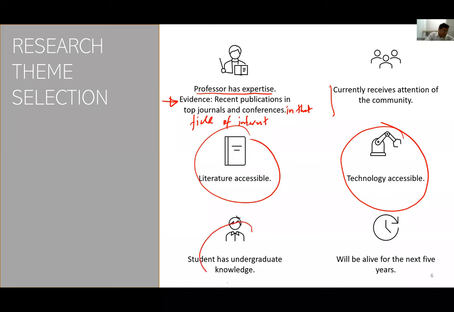Also, you must have the undergraduate knowledge. So you see, during undergraduate time, whether we consider that as valuable or not, we spend 3 or 4 years in the field. So therefore, that gives you a lot of knowledge that you do not even evaluate.